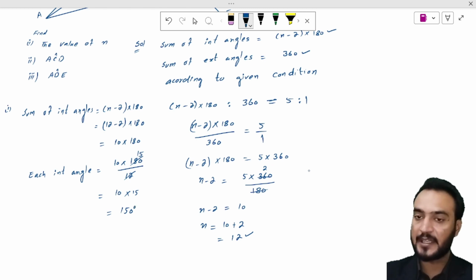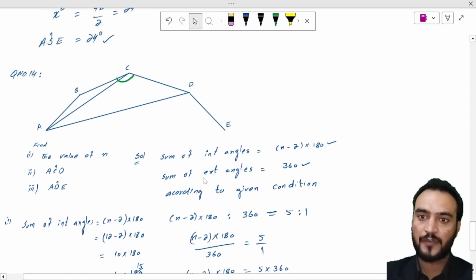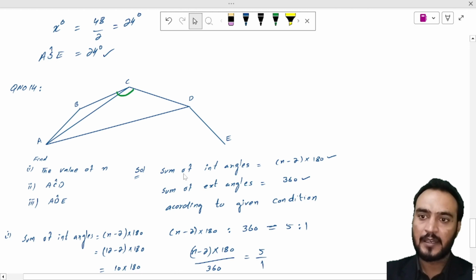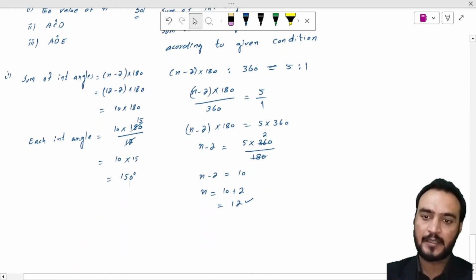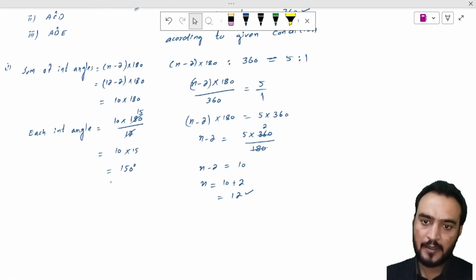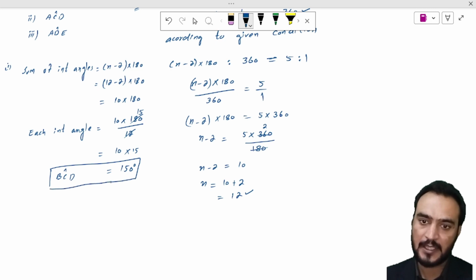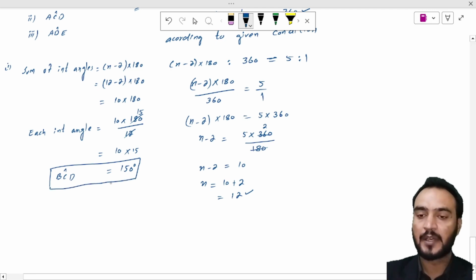It means that each interior angle is equals to 150, and the angle which is required in the part 1, ACD, needs to be found, but we have found the angle BCD. The angle BCD is now equals to 150 degree. Angle BCD is equals to 150 degree.